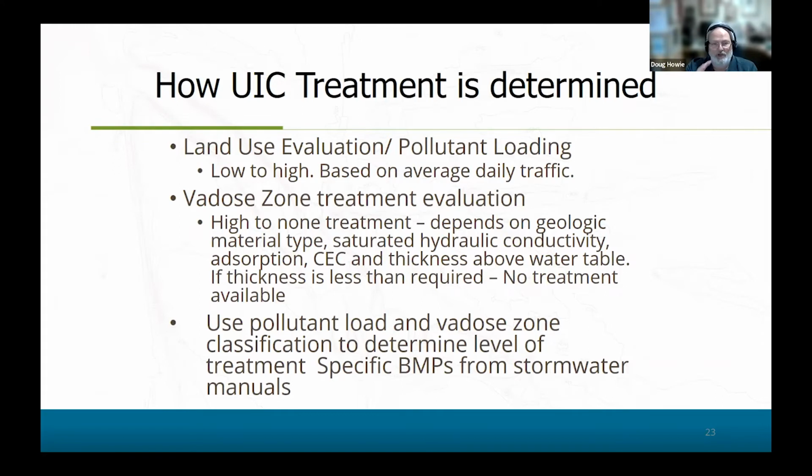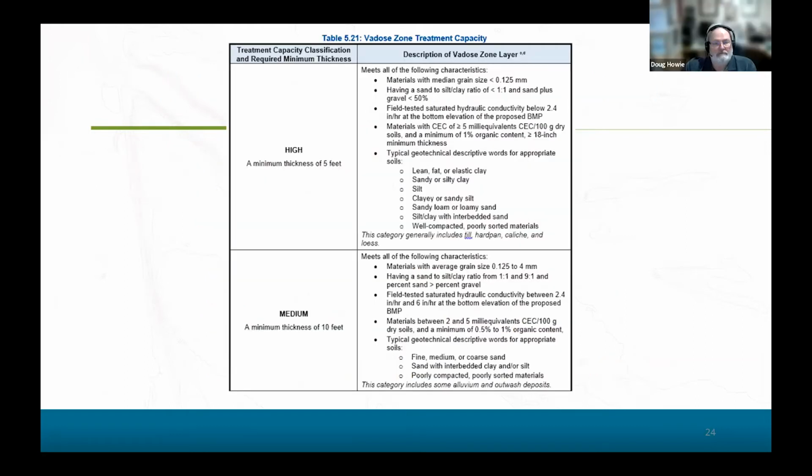And then you use those values and identify where the two of them come together, and that identifies the amount of treatment that you have to do before you put water into that UIC. This is following the UIC rule. So here's the first one, the Vadose zone treatment capacity. For a high level of treatment, you have a saturated hydraulic conductivity below 2.4, you have a silt to clay reference, you have a CEC greater than 5.